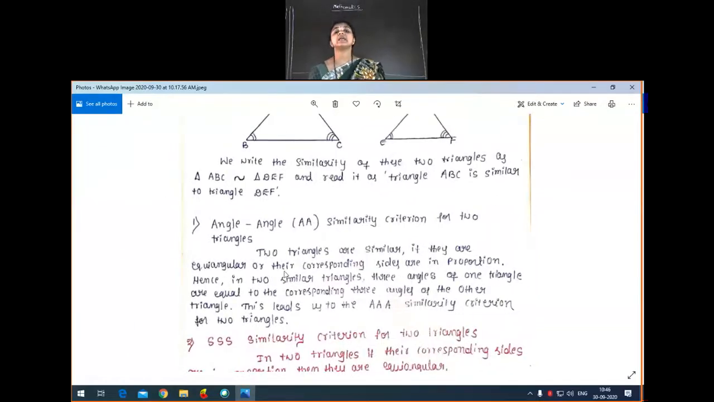First one is the AAA criterion. But we'll take it as AA only. Only 2 A's we will take, but it is the AAA similarity criterion for 2 triangles, and we'll read it as AA only. Two A's are sufficient. So, AA similarity criterion for two triangles. Then what is the definition of the AA criterion of similarity of two triangles?